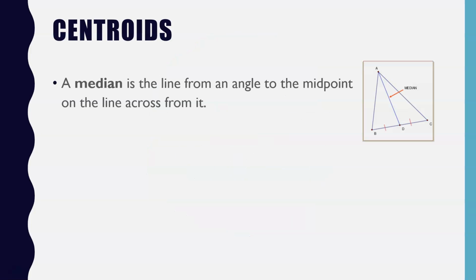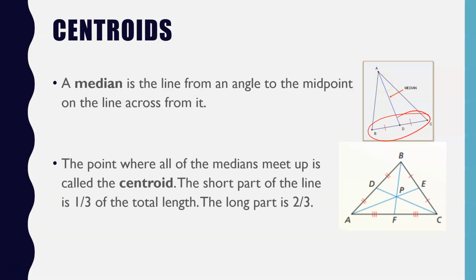Okay. So centroids, they are made from medians. Recall, a median is the line across from an angle to the midpoint across from it. So what a median does is it splits the line in two equal parts and then connects back to the vertex on the other side of the triangle. A centroid is found where all three of those meet up, and this point P in the middle is, so the short part is 1 part and the long part is 2. So it's a total length of 3 parts.